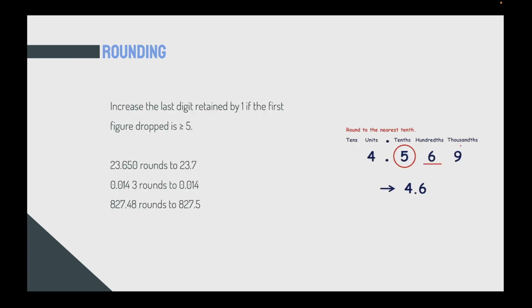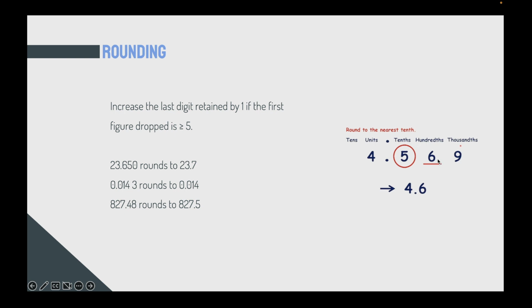Now, what you do in rounding, assuming you never heard of it, you increase the last digit retained by 1 if the first figure dropped is greater or equal to 5. So you have 4.569. Now, I want to tell you to round to what, or you're going to decide what to round to. So you have here 4.5. I tell you round to the 10th. So this is the tens before the point. After the point, you have the 10th, the hundreds, and the thousands. I tell you round this number to the 10th.